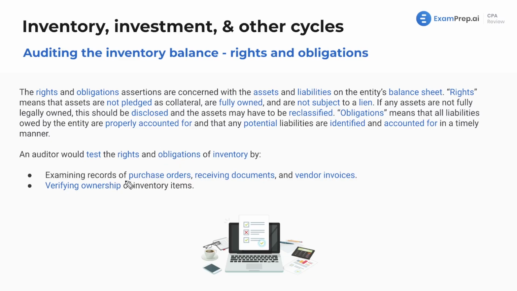How would we test the rights and obligations? Well, you would examine the records of purchase orders, receiving documents and vendor invoices, verifying the ownership of inventory items, making sure that it's properly stated that it's owned. You could reach out to legal counsel, and ask the board of directors.